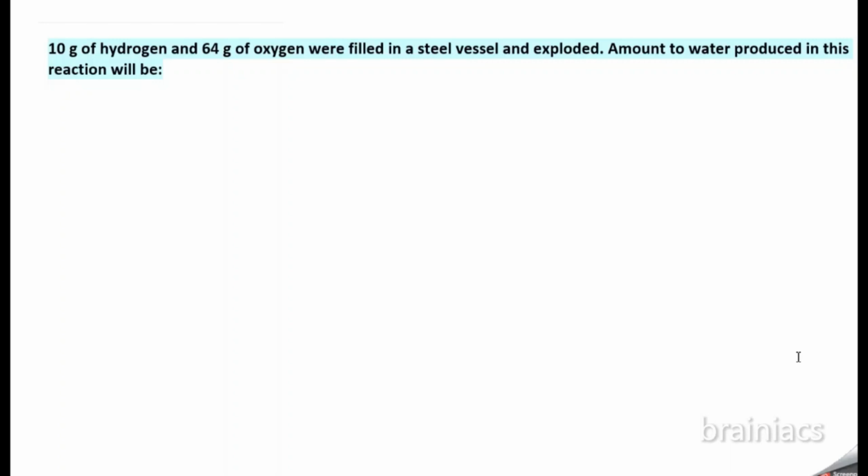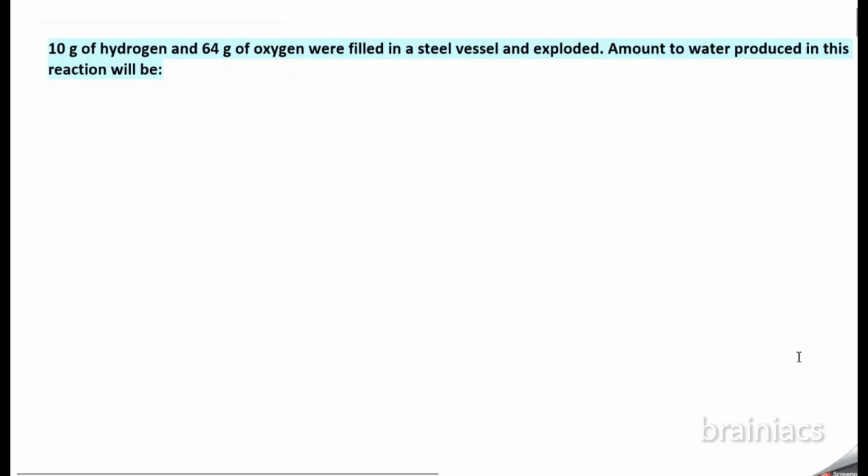So what is the question here? 10 gram of hydrogen and 64 gram of oxygen were filled in a steel vessel and exploded. Calculate the amount of water produced in this reaction. And you need to find this amount of water in terms of mole. I have not given the options here. So you want to calculate this amount of water in terms of mole. That is what is important here.